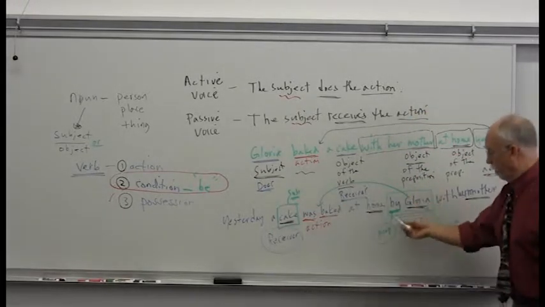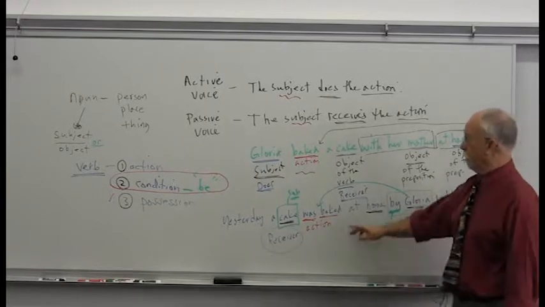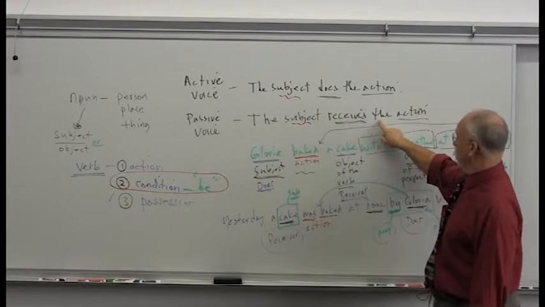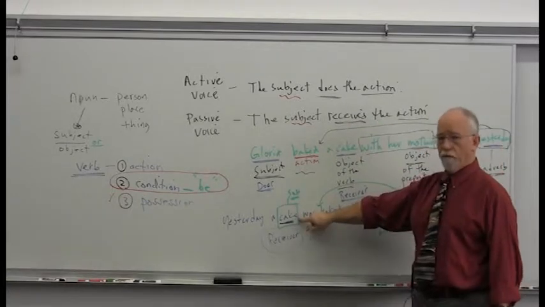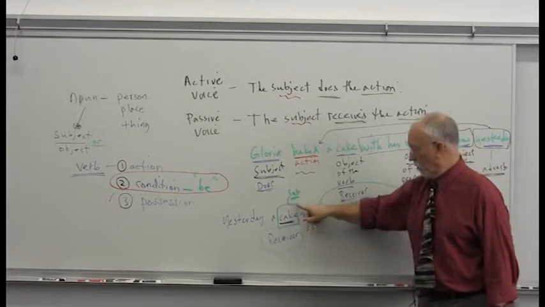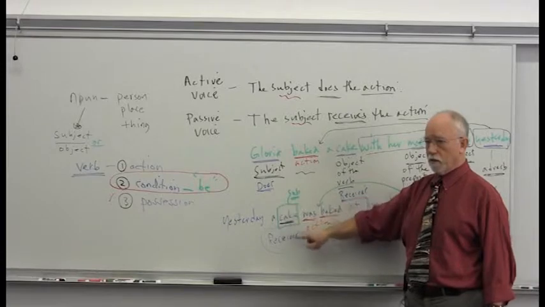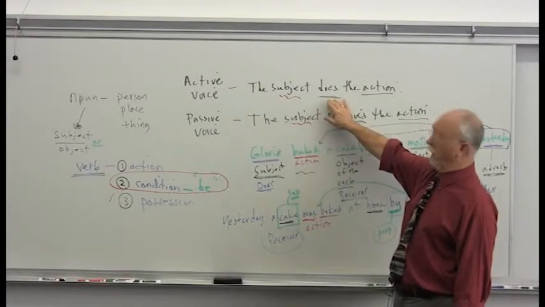And then "by Gloria" has become a prepositional phrase. And what we see now is that the subject receives the action. Here what we have is passive voice, because this is the action, that's the receiver of the action, and the receiver of the action is the subject in the sentence. Here we had active voice.